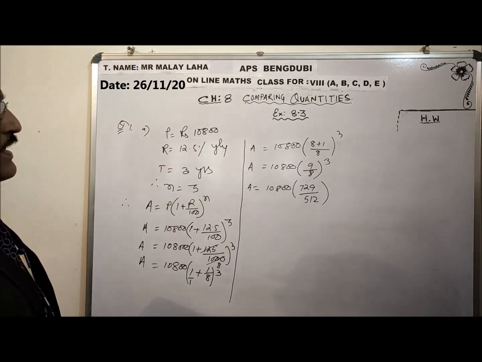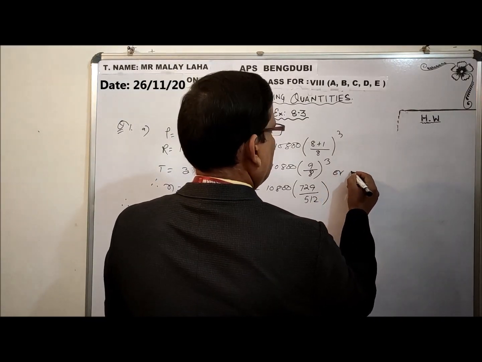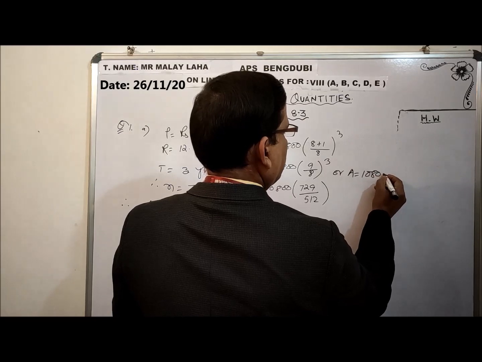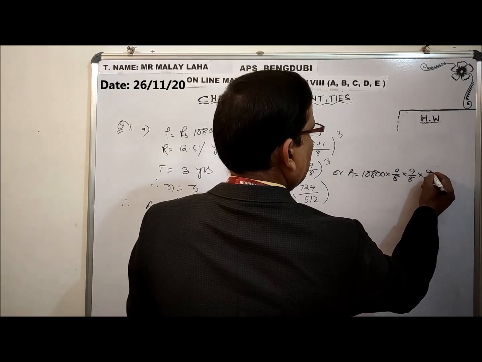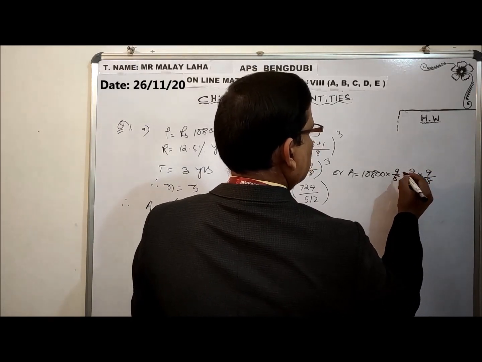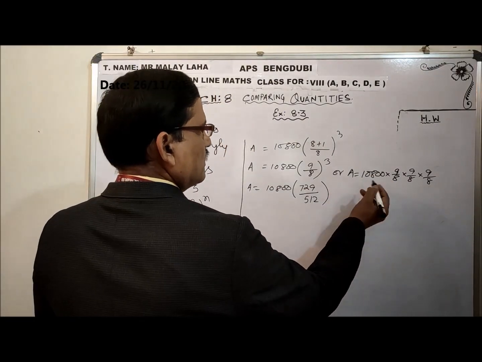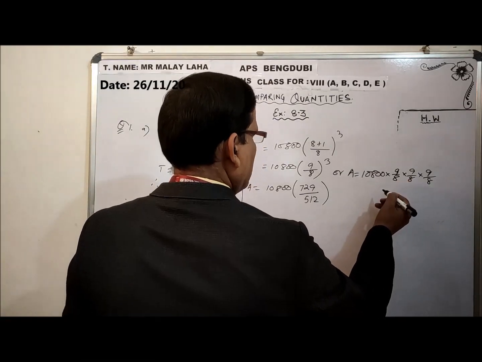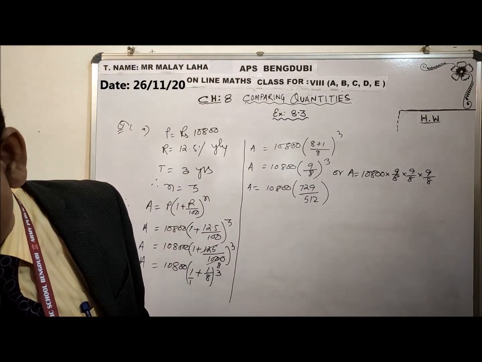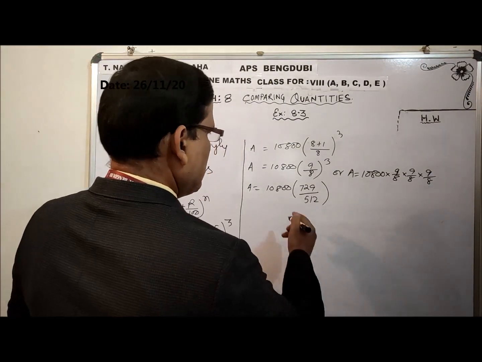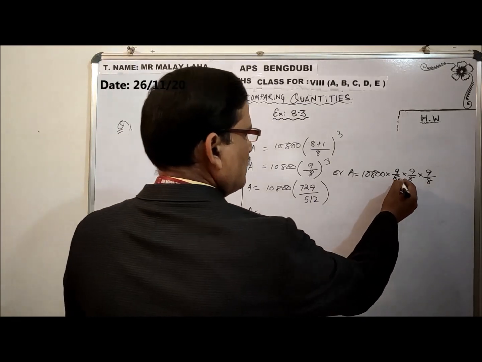Clear? And now cancelling is up to you. Whichever way you cancel, or you can write A equals 10,800 into 9 by 8, 9 by 8, 9 by 8. Whatever the easiest way is, you can find out. After that, cancelling, multiplying and division is up to you, whatever we will calculate. Now after multiplying and cancelling, I am getting A equals, or you can cancel this way.